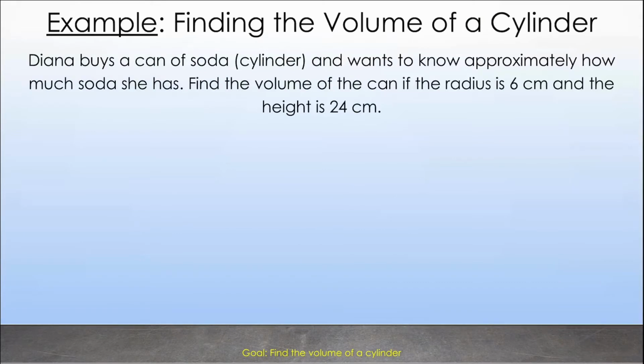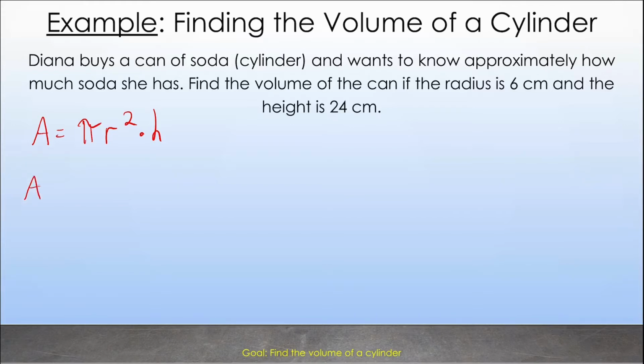Alright, Diana buys a can of soda, it's in a cylinder, and wants to know approximately how much soda she has. Find the volume of the can if the radius is 6 centimeters and the height is 24 centimeters. Okay, so the volume of a cylinder is pi times the radius squared times my height. Alright, so we're going to fill in what we know.